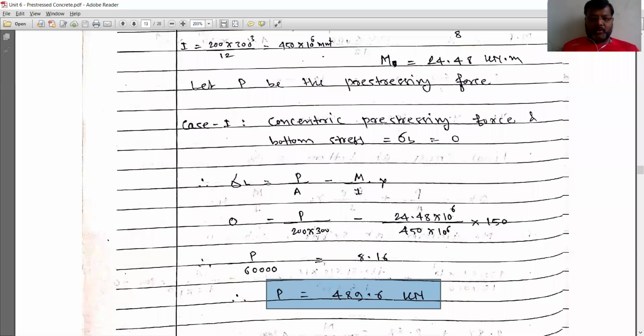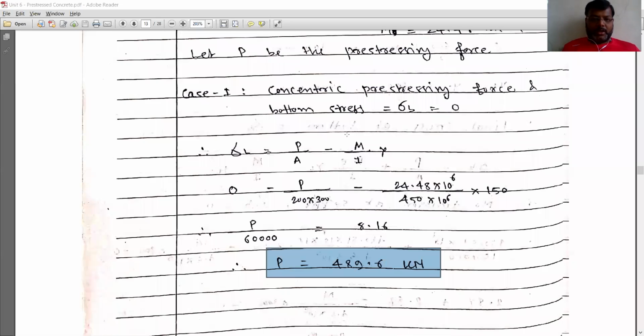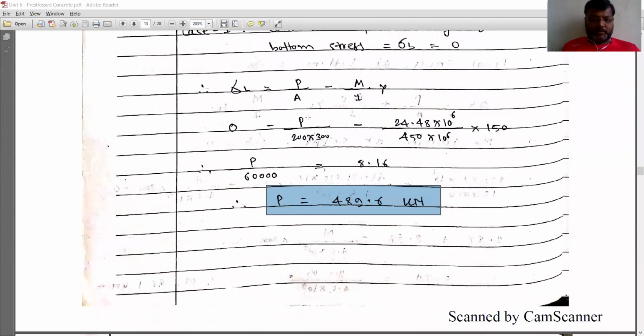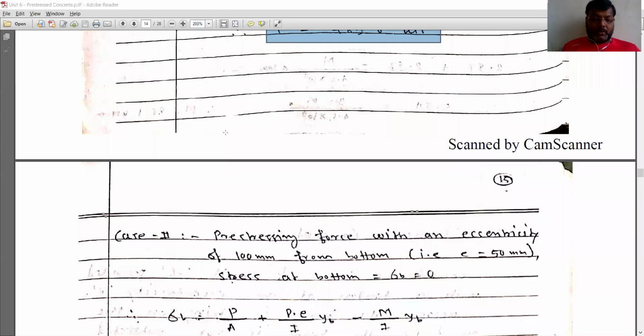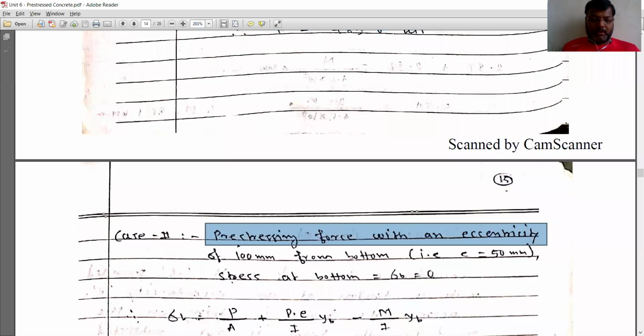That is, the concentric force to be applied on the beam so that the stress at bottom is equal to 0 is P equals 489.6 kilonewton. Okay. Now the second case, in which the pre-stressing force is applied at a distance equal to 100 mm from bottom.